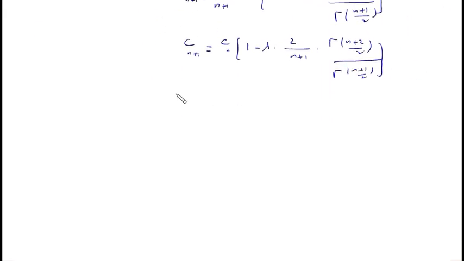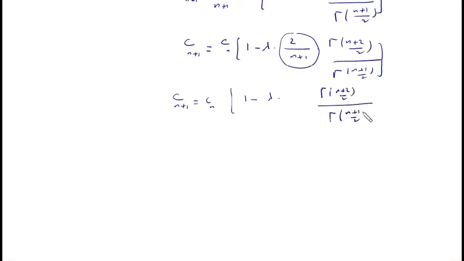Okay, now C_{n+1} is equal to C_n (1 minus lambda), and now I will write this factor as gamma of (n+2)/2 over 2 gamma of (n+1)/2. I will write this because the factor n+1 is already in the denominator, so I will write this 2 in the denominator of n+1, like here. What is the use of this step?